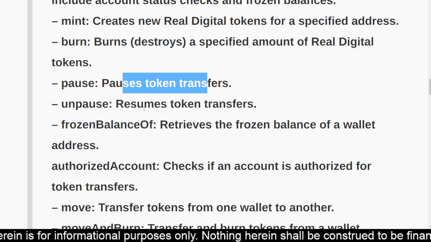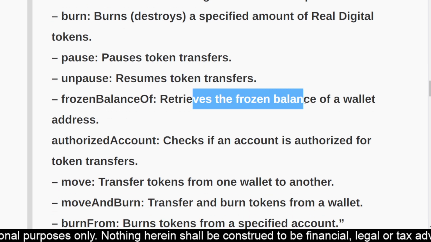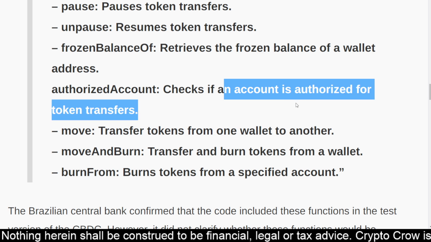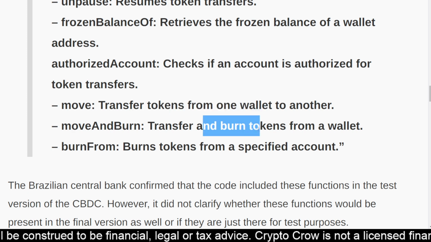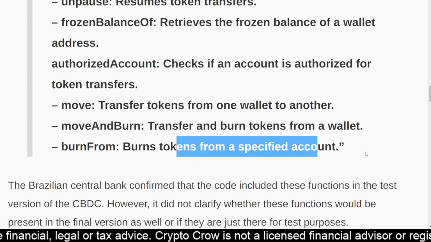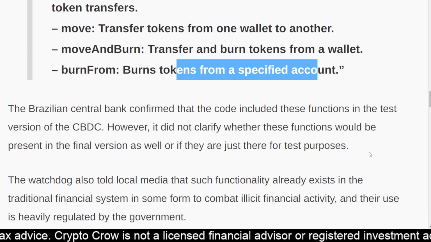Pauses token transfers, resumes token transfers, retrieves the frozen balance of a wallet address, checks if an account is authorized for token transfers, transfers tokens from one wallet to another, transfers and burns tokens from a wallet, and burns tokens from a specified account. I don't really see anything overly alarming, honestly.